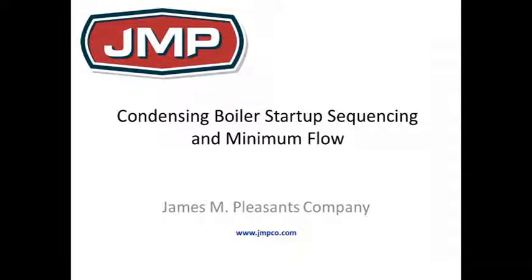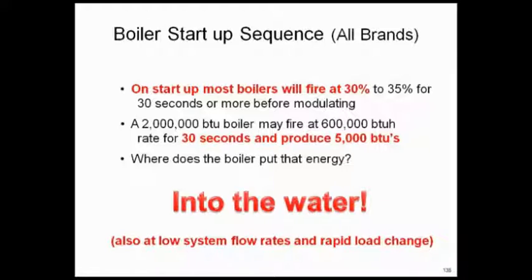If your boiler's fire rate at startup is 30% and it's 30 seconds before the modulation kicks in, which would be, again, low and conservative, on a 2 million BTU boiler, that's 5,000 BTUs. Where is that energy going? It's going into the water. You're putting 5,000 BTUs in the water.